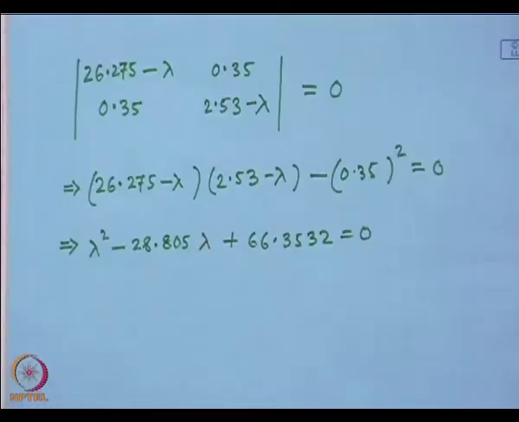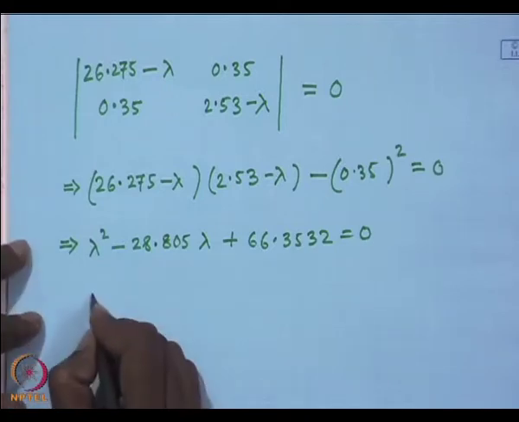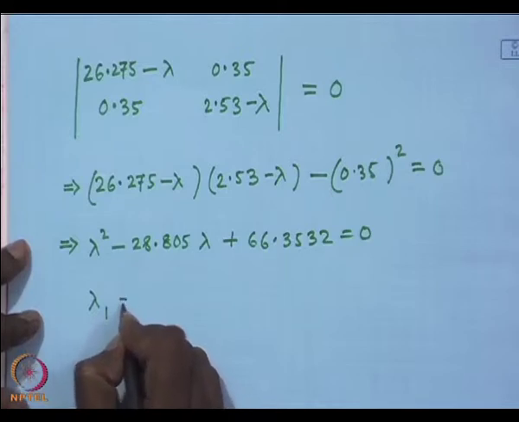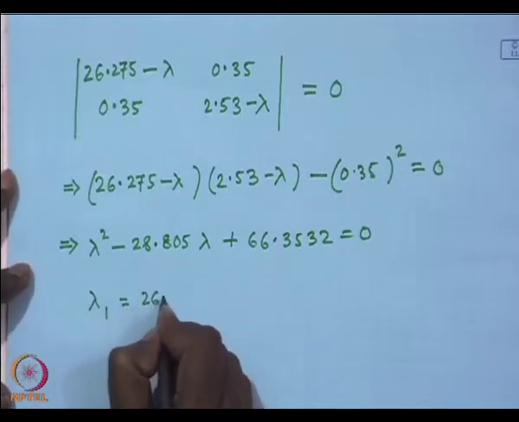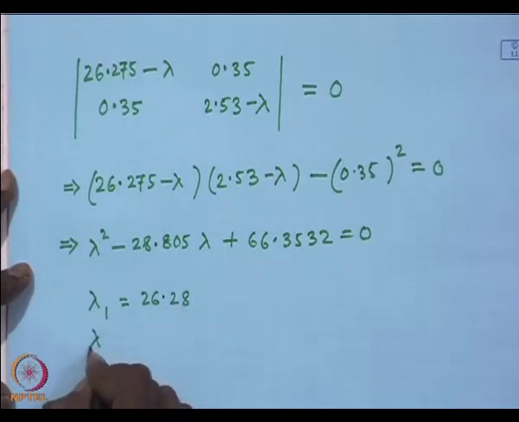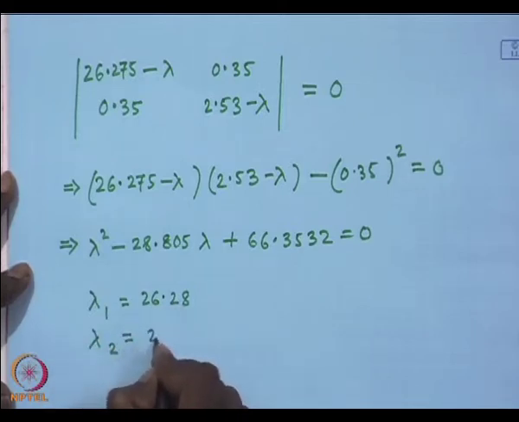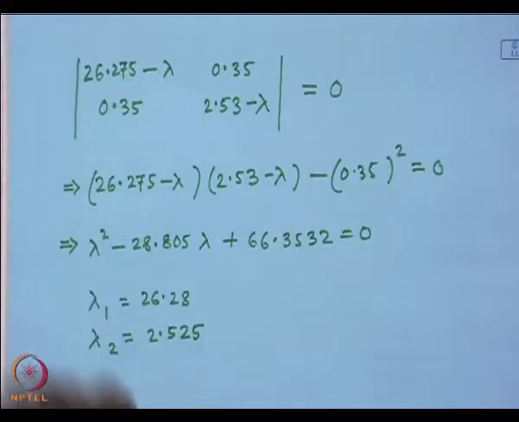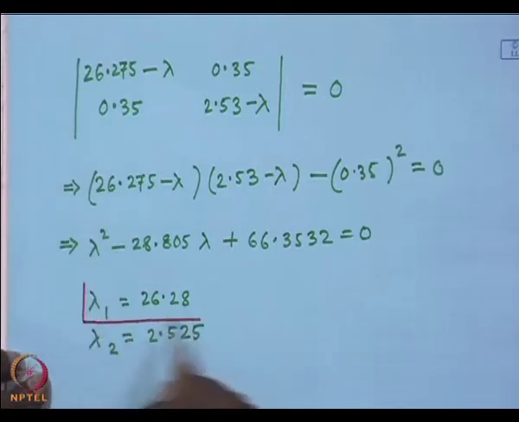So, when I solve this equation, this is a quadratic equation, the solution is very simple. You can find that one of the solutions, lambda 1, will be 26.28 and the other solution, lambda 2, will be 2.525. So, these are the two eigenvalues of my covariance matrix, and out of these two I have to choose that particular eigenvalue which is maximum. So, you find that this eigenvalue lambda 1 which is 26.28, that is the maximum one.